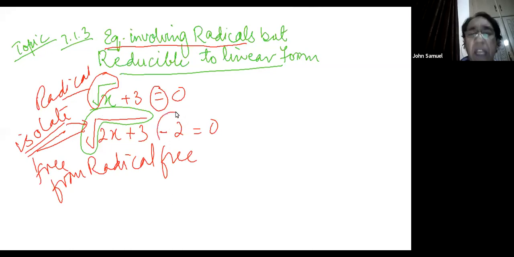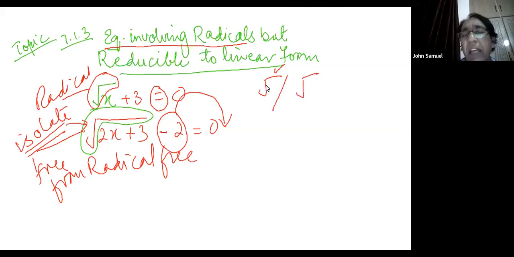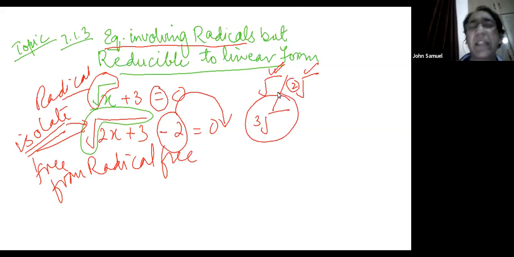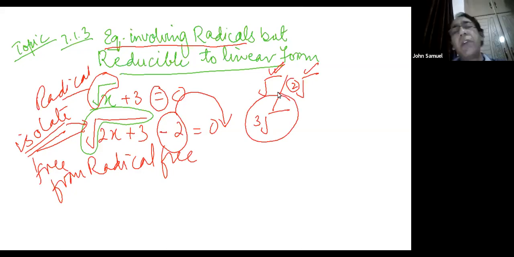If there is a constant lying outside, we'll shift the constant to the other side. First we can do this one, and then it could be like this. Whether it is a simple radical sign, or it has the square root outside, they have the same meaning. This is the square root, and it could also be in the cube root form. So we need to free the radical sign, in other words, we need to isolate it.